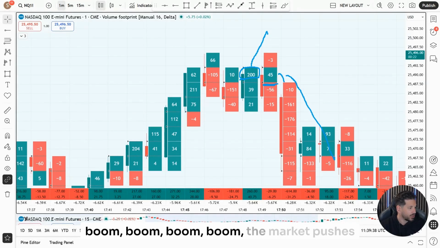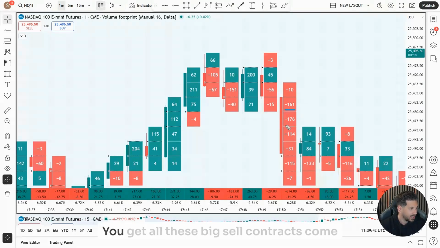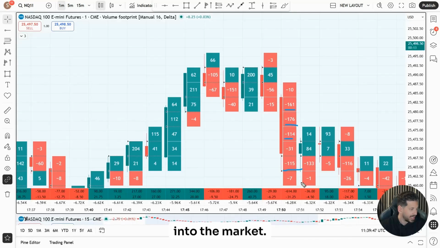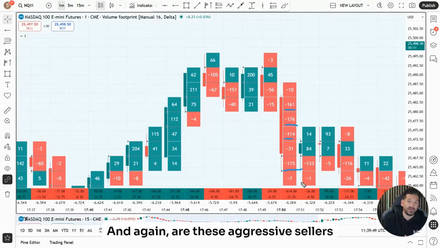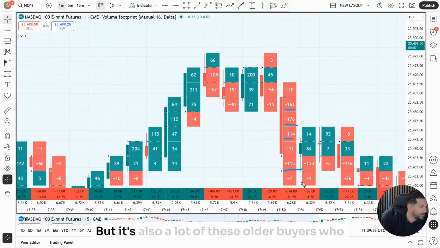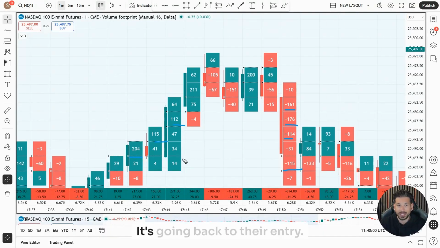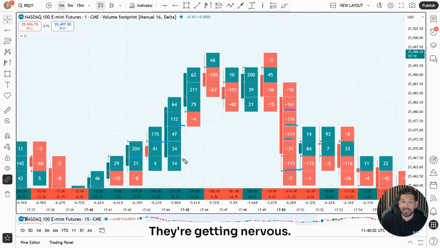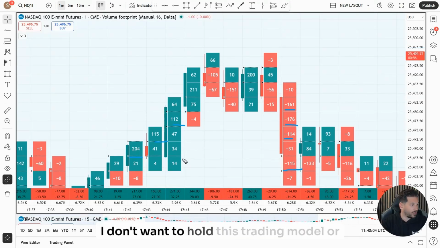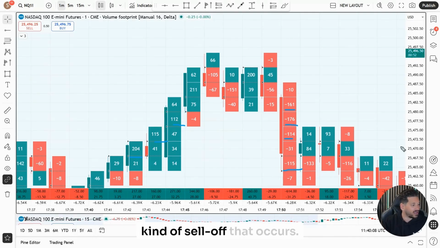Boom, boom, boom, boom. The market pushes down, and notice what happens when the market does push down. You get all these big sell contracts come into the market. And again, are these aggressive sellers coming in? New people selling? Partially, yes. But it's also a lot of these older buyers who are still in their position getting squeezed out. It's going back to their entry. They're getting nervous, saying, I don't want to hold this trade anymore. They're all getting out of the market, and you get this kind of sell-off that occurs.